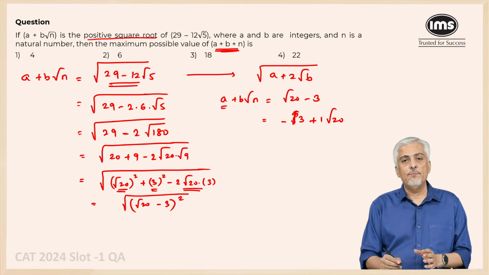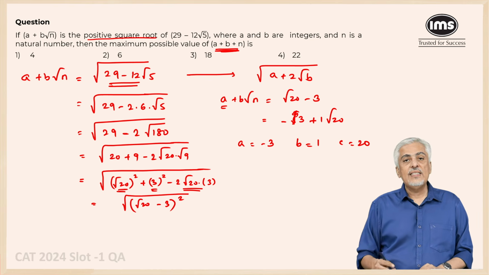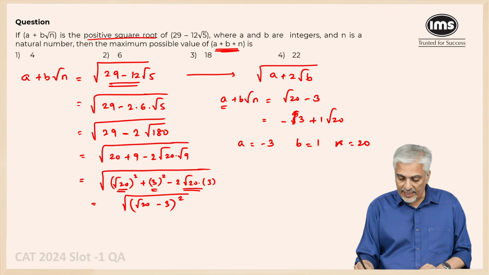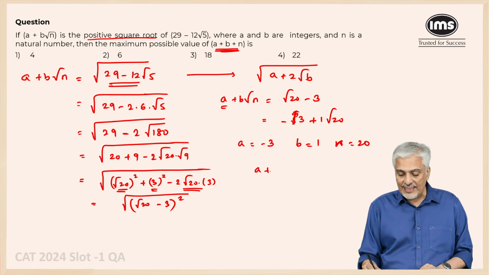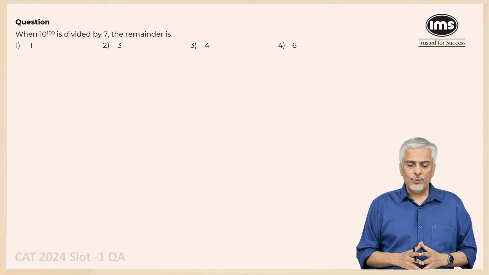So, now if I compare both sides, I'll get a is minus 3, b as 1 and n as 20. Since I had to maximize a plus b plus n, n is 20. Therefore, a plus b plus n would become 18. And that would be the third option. Let's have a look at the second question.